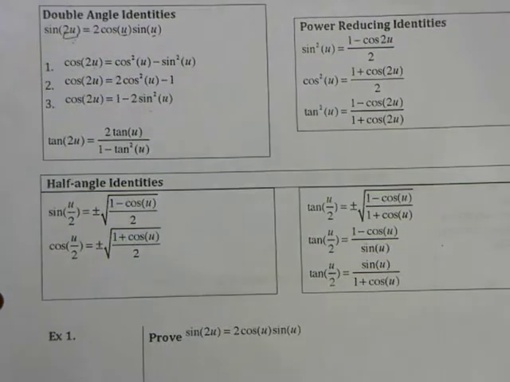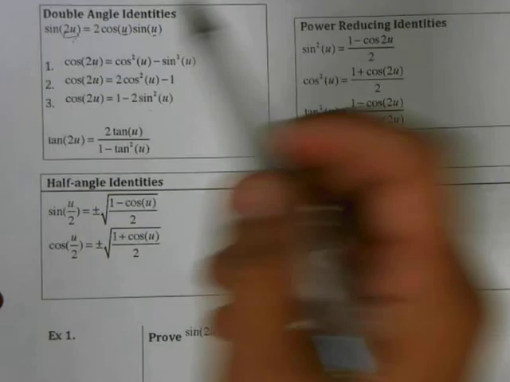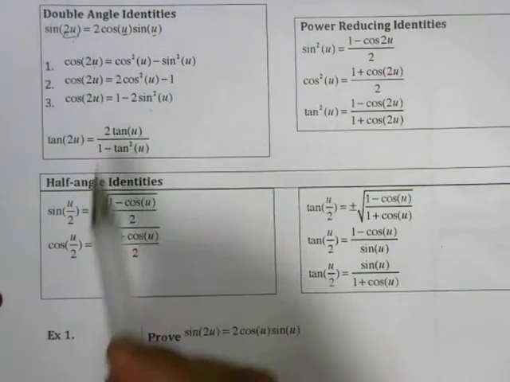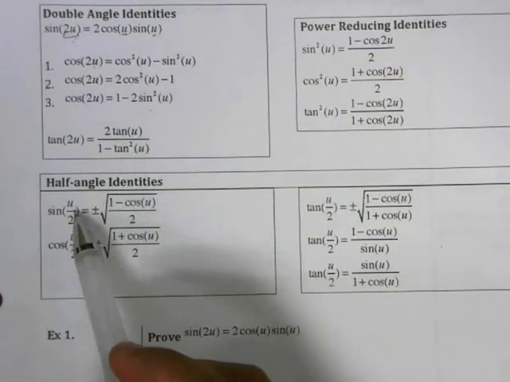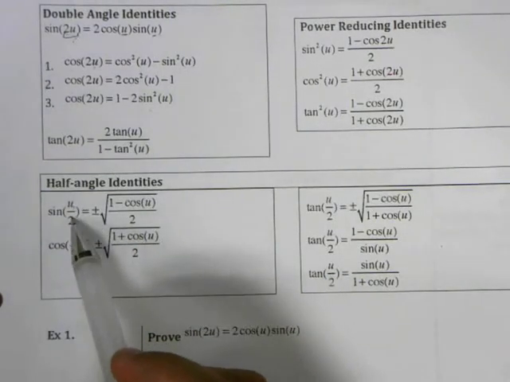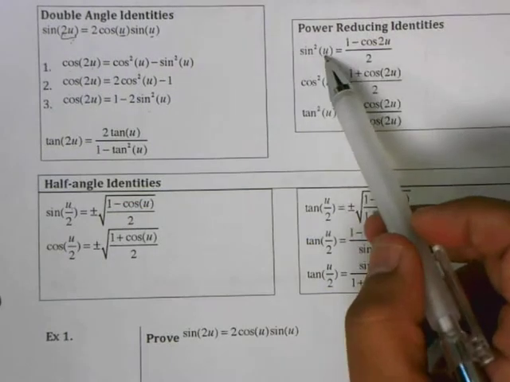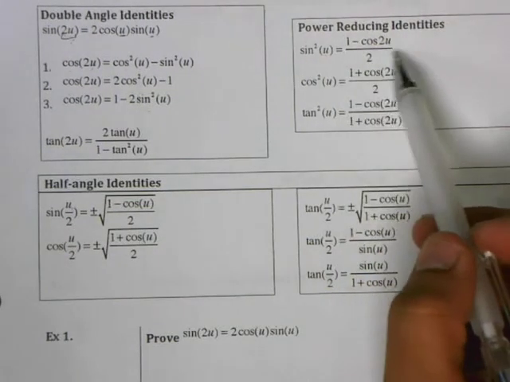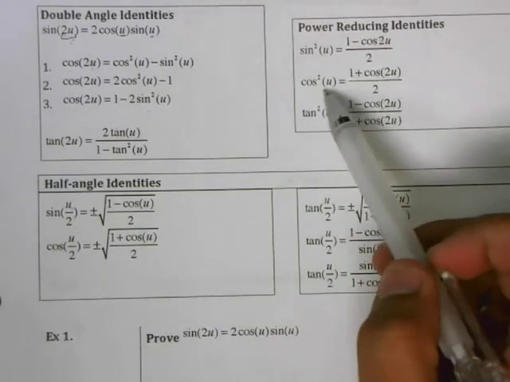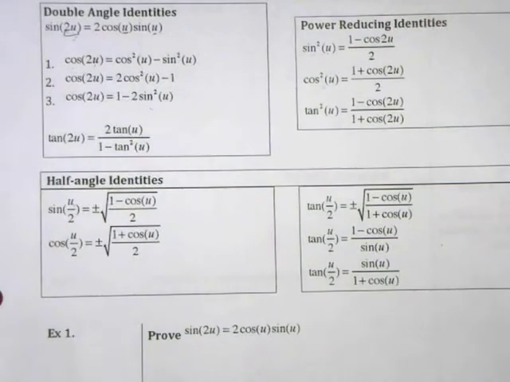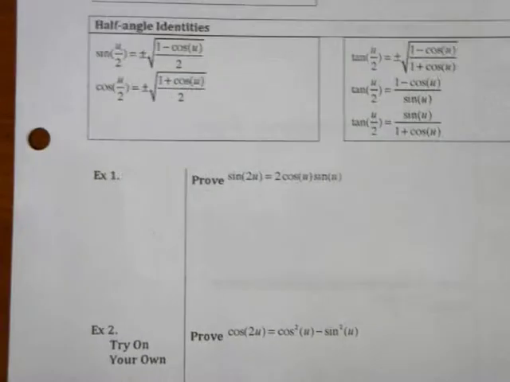Okay? And in this particular chapter, this section, we're dealing with double angle identities, when you have two u's, or half angle identities, which is the angle divided by 2, or power reducing, meaning how do I go from sine squared down into something that doesn't have a square in it? How do I go from cosine squared to something that doesn't have a square in it, and so on. Okay? And so let's get started with our very first proof here.